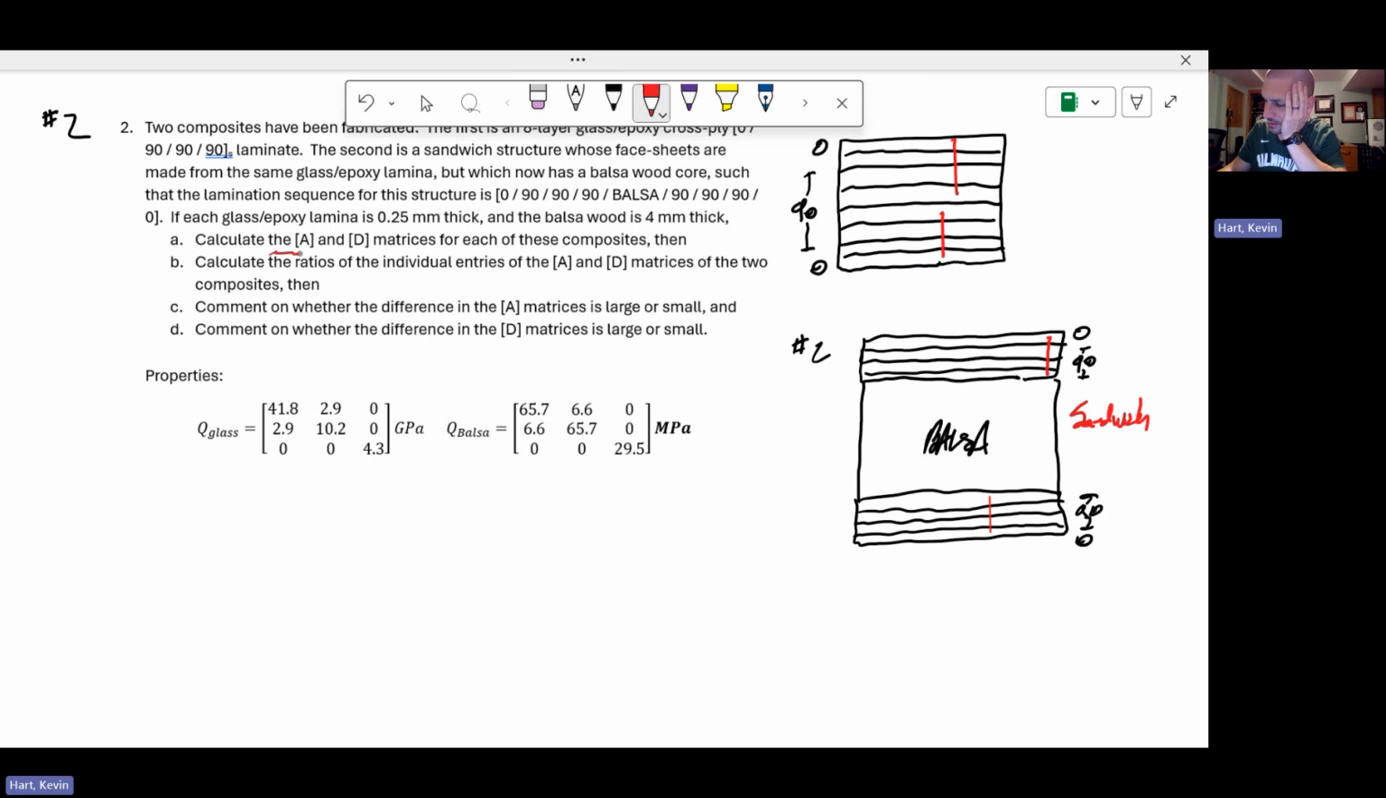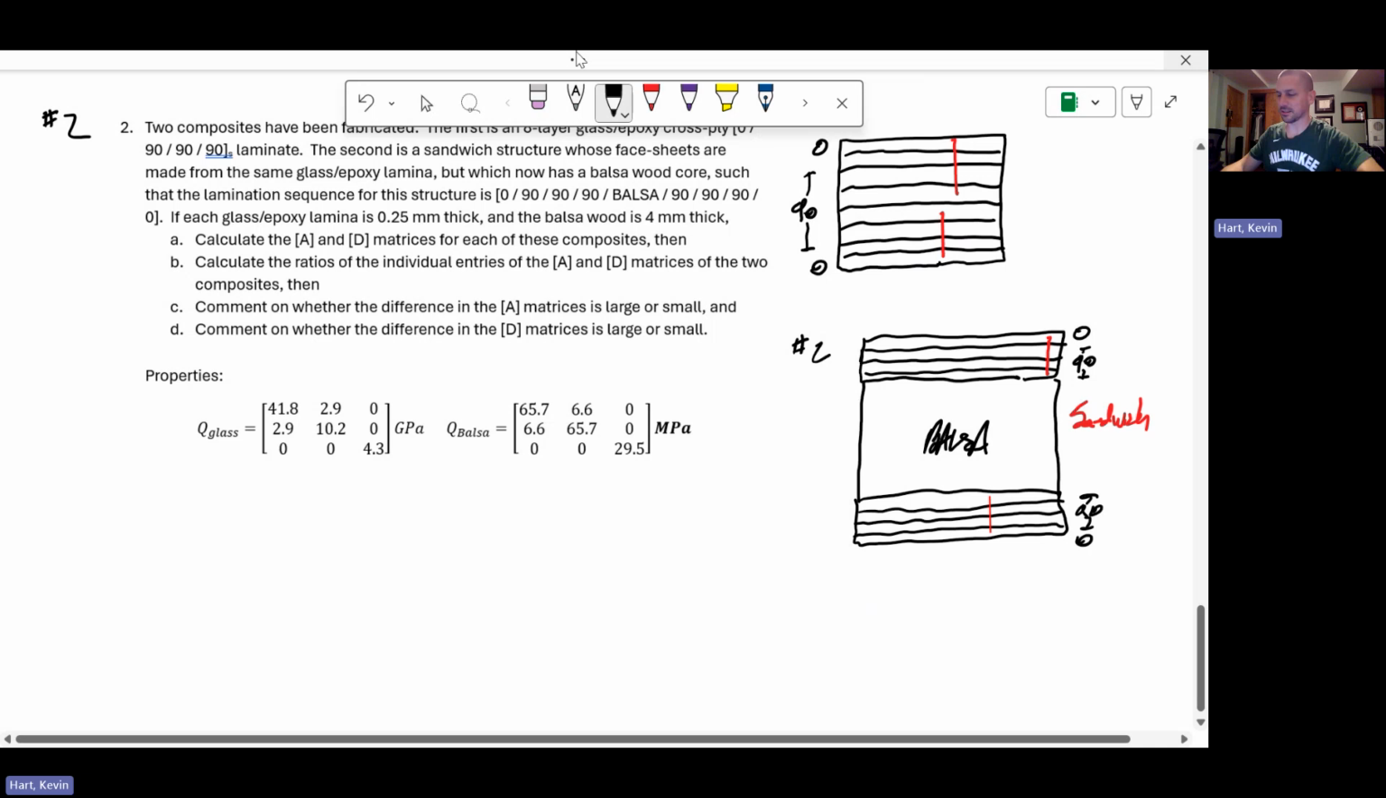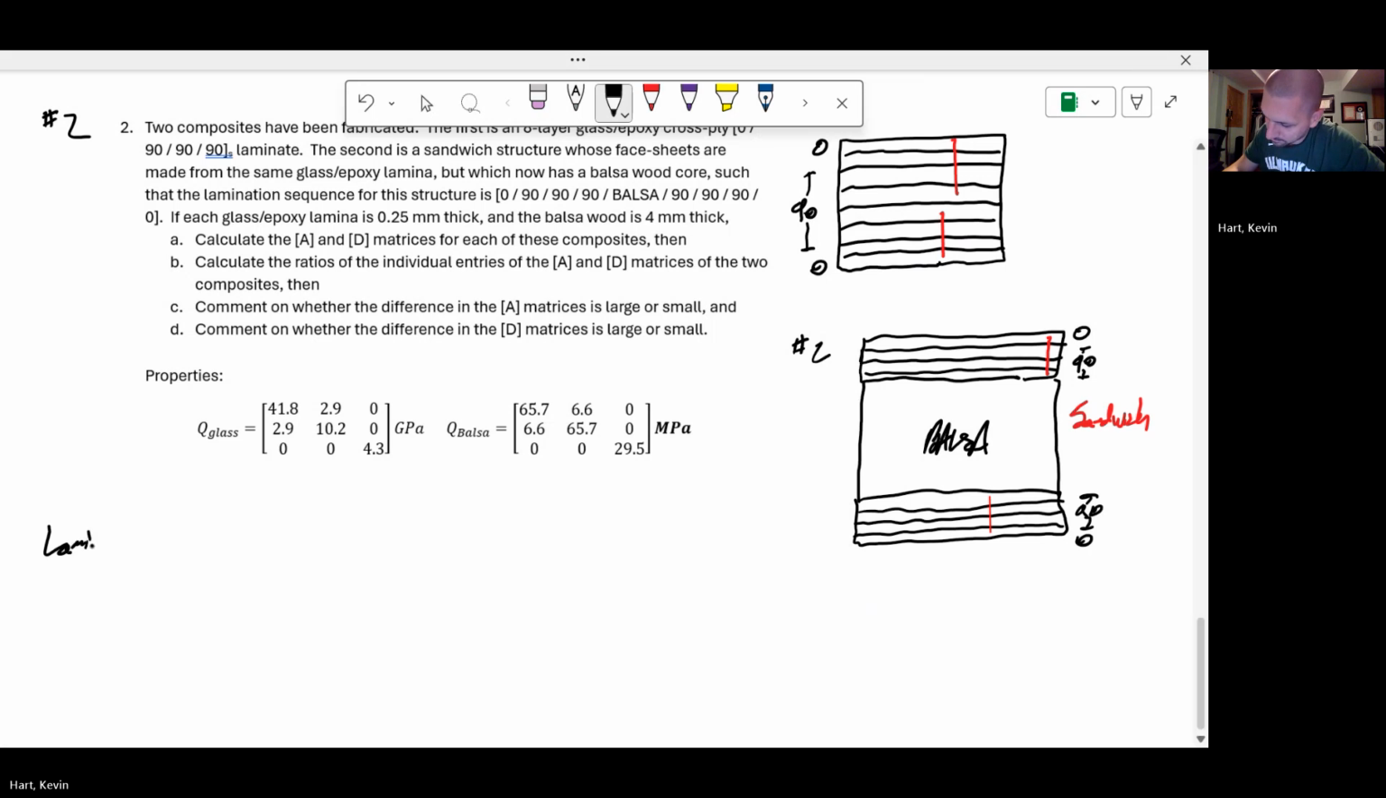So it's asking you to calculate the A and D matrices for each of these composites. Then calculate the ratios of the individual entries of the A and D matrices. Right? So this is just laminate analysis. You're given the lamina stiffness matrix for a single layer of glass. You're given the lamina stiffness for the balsa wood. Now it's up to you to just build the A, B, and D matrices and compare them.